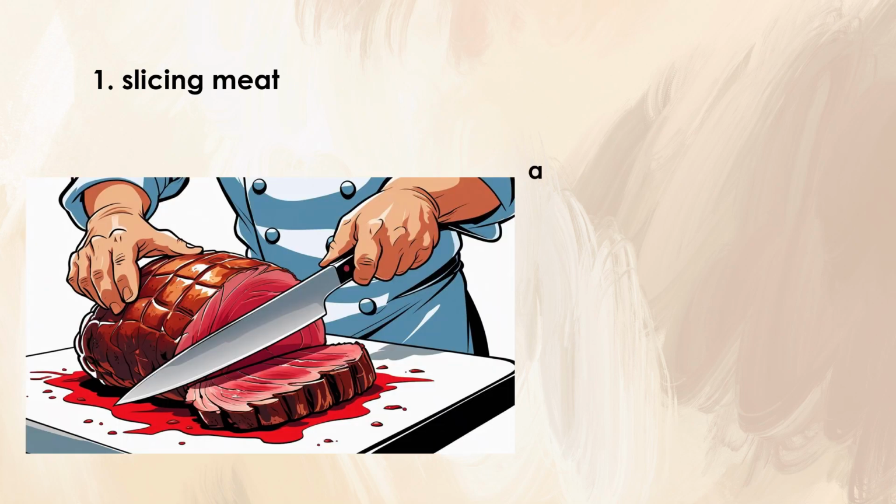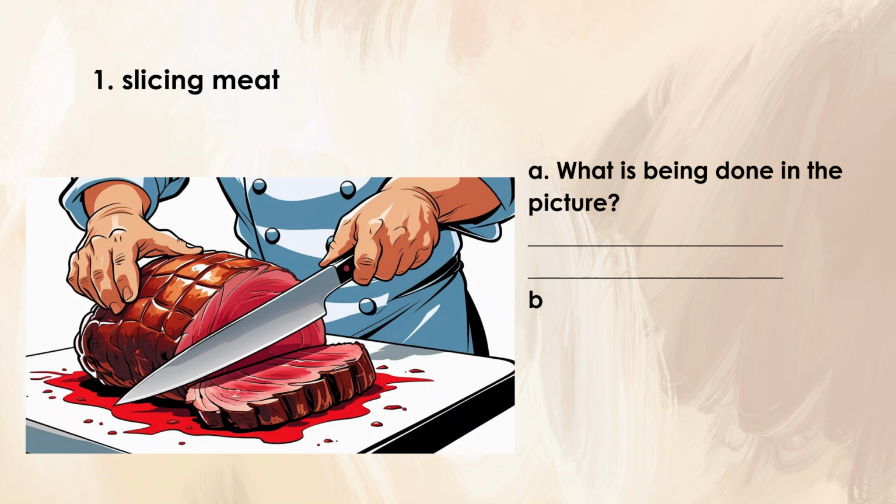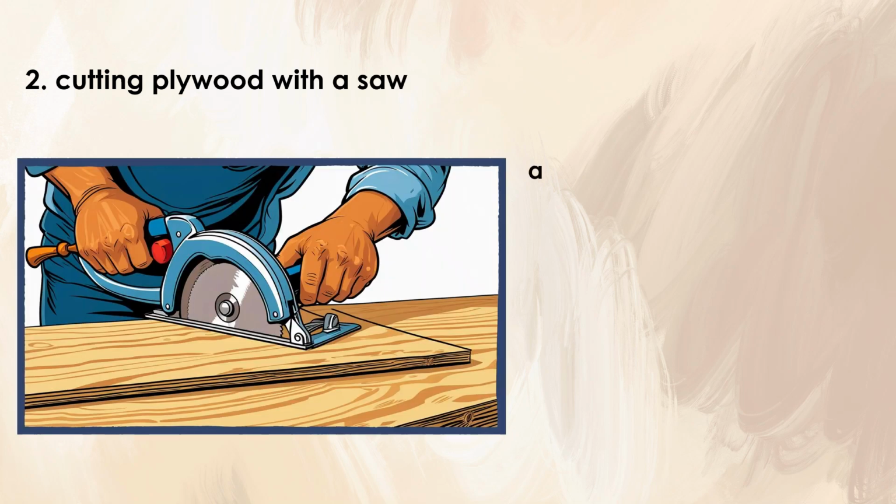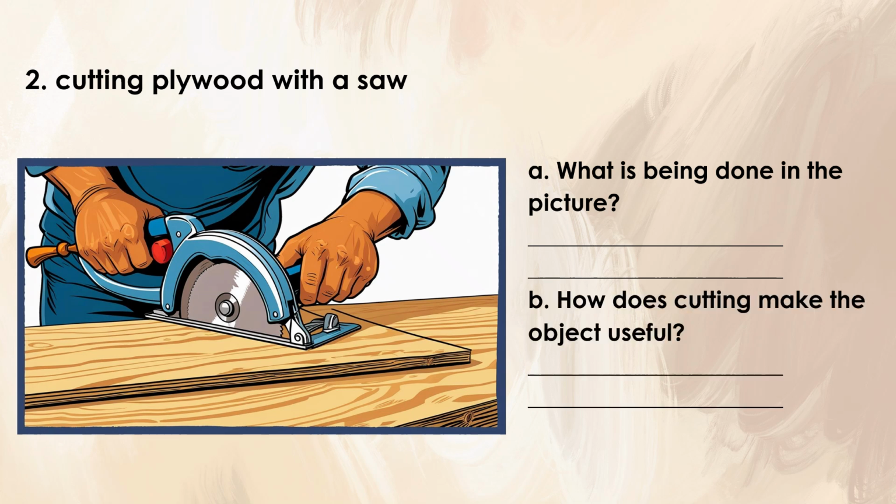One, slicing meat. You're going to answer what is being done in the picture. B. How does cutting make objects useful? Two, cutting plywood with a saw. 3. Hammering a nail on the wall.